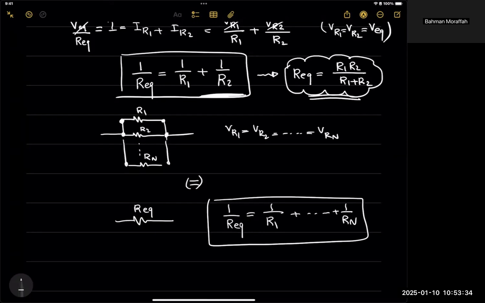However, I cannot really do this for any number of them. It's going to be a little difficult. So we're just going to stick to this. And if you have a bunch of resistors, we're going to stick to this formula and look at the inverses.